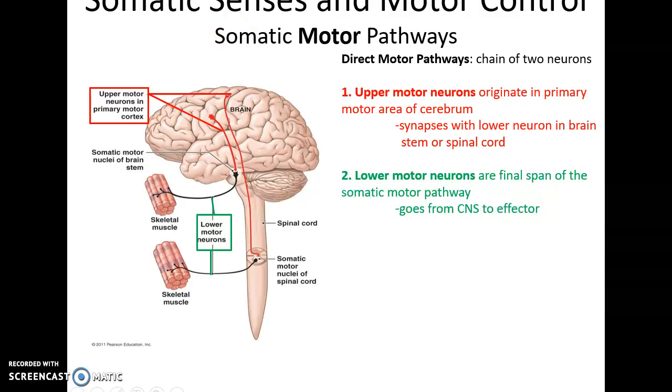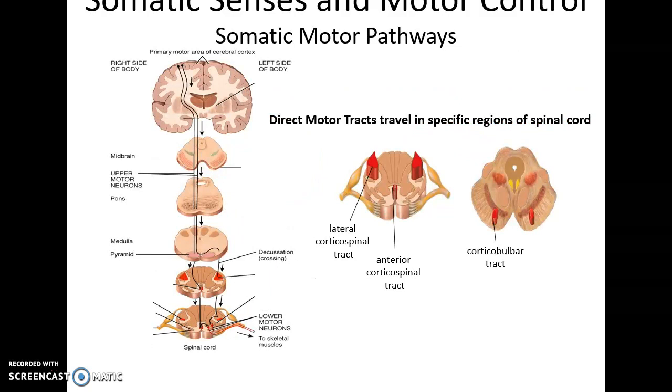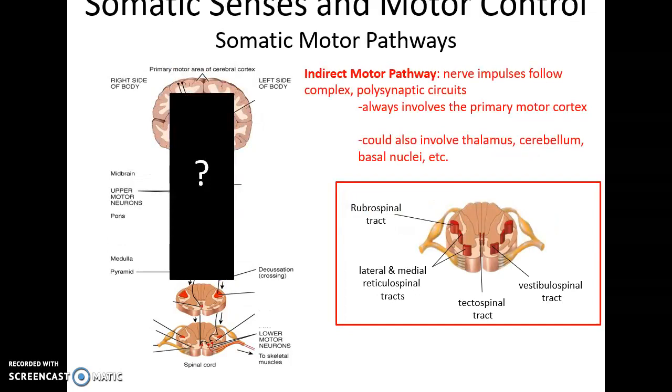All right, so from the primary motor area, we have the direct motor pathway. You have an upper motor neuron that originates in the motor area of the cerebrum, and it goes down into the brain stem or spinal cord where it'll synapse with a lower motor neuron that goes to the skeletal muscle. So you need two motor neurons, three sensory neurons, two motor neurons. And they travel among the lateral corticospinal tract, the anterior corticospinal tract, and the corticobulbar tract, to various regions of the body.